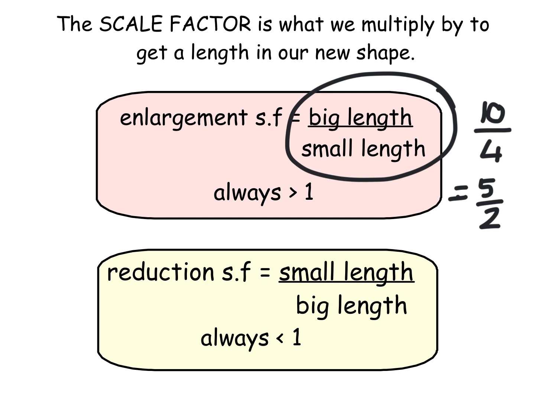But if I was going from a reduction, going from the 10 to the 4, I would put the small number on top and I'd do 4 over 10, which would simplify to 2/5. And if it's a reduction, you will always be multiplying by something less than 1. So let's see this in action. Now, I've used the terms big and small. Some teachers use new and old, and we always talk about our original shape and our new shape.